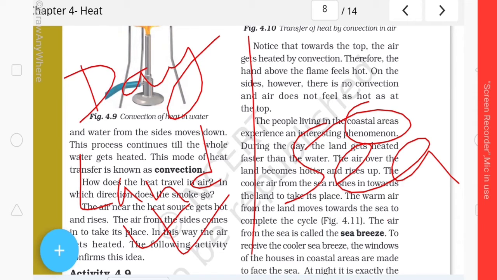The sea is what? It is water. So land will get heated first and the sea will be cold in comparison to the land. If the land is getting heated, the hot air will rise up, and the cold air from the nearby places, cold air from the sea, will come to the land.